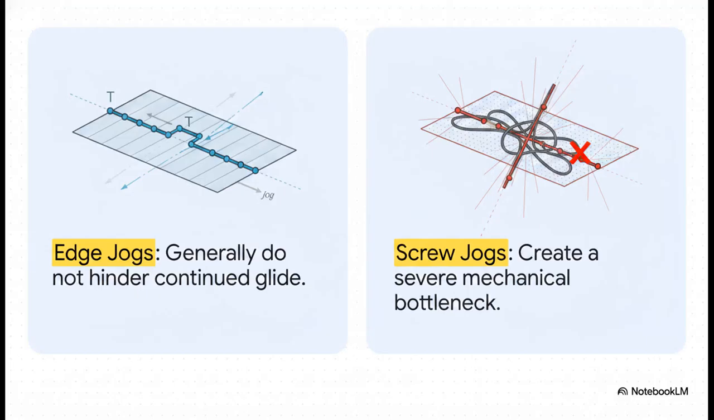If you create a jog on an edge dislocation, honestly, it generally doesn't hinder continued glide much at all. It just sort of tags along for the ride. But if you create a jog on a screw dislocation, oh boy, it is a completely different story. It creates this severe mechanical bottleneck, totally halting movement and creating what is essentially a massive structural traffic jam.